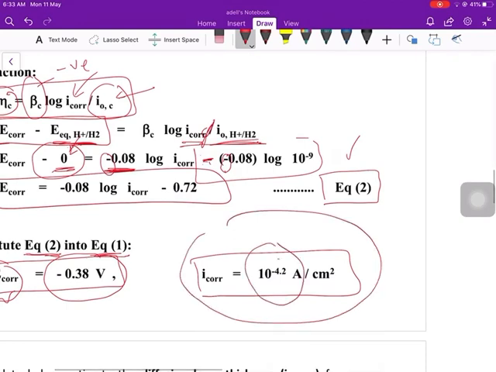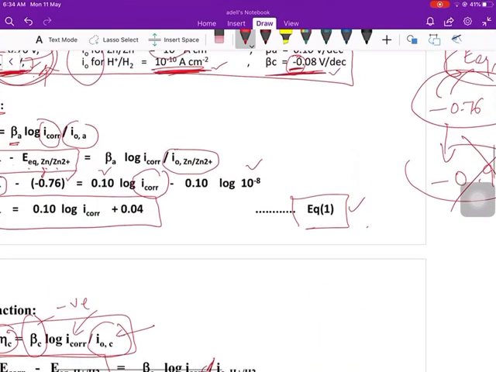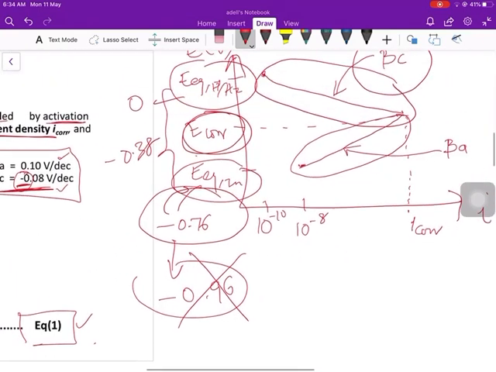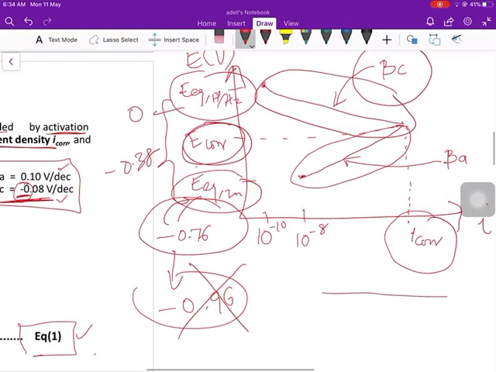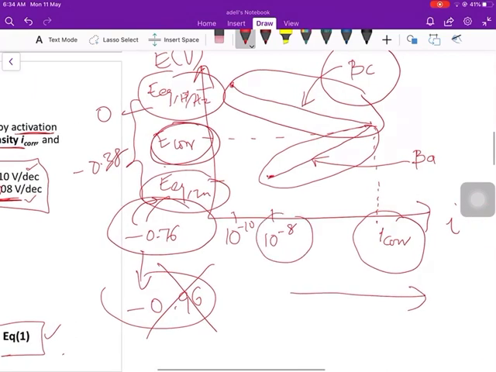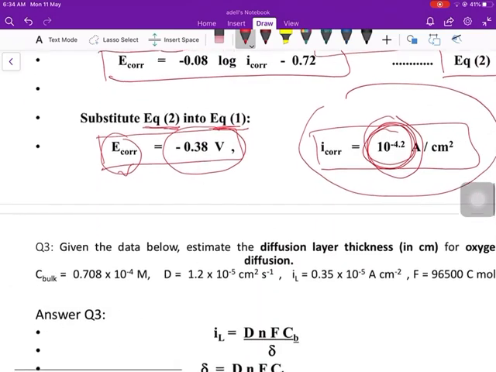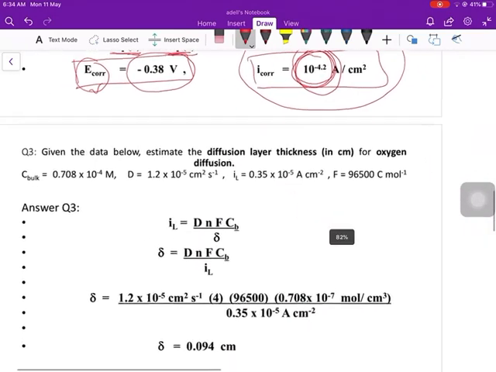As well also with this Icorr. The Icorr value should be more positive than the I naught for both. I naught for zinc is 10 power negative 8, and for hydrogen 10 power negative 10. So your Icorr must be more positive than these two values. It shouldn't be more negative. So 10 power of negative 4.2 is reasonable.